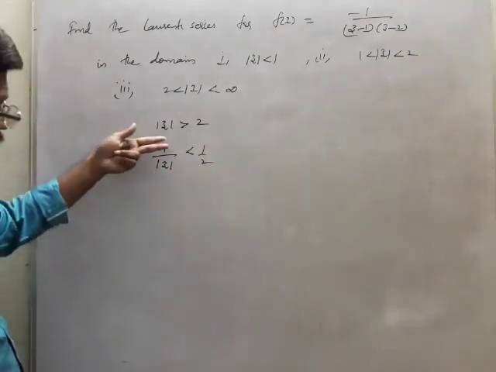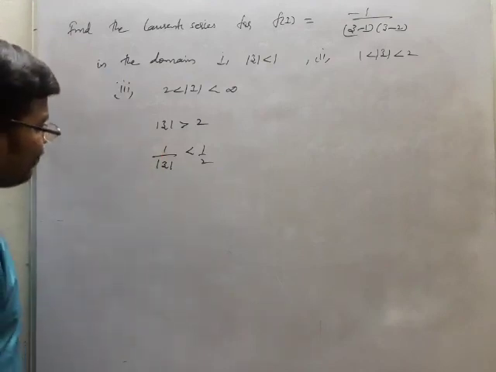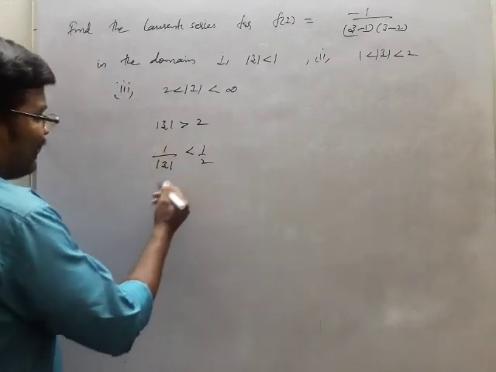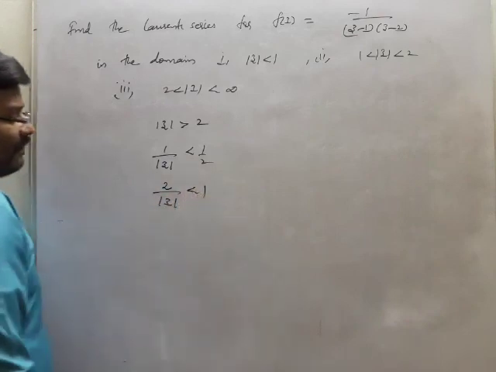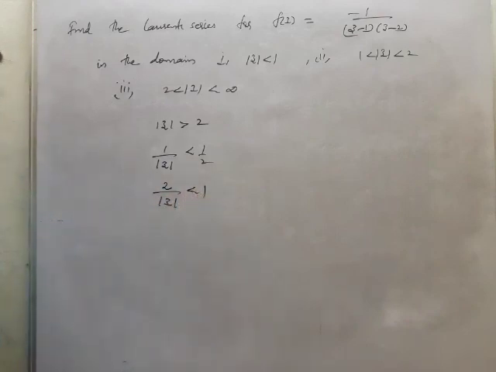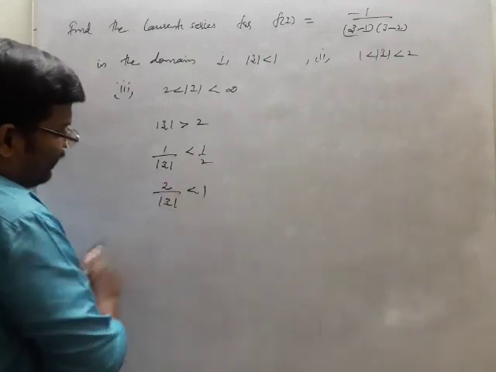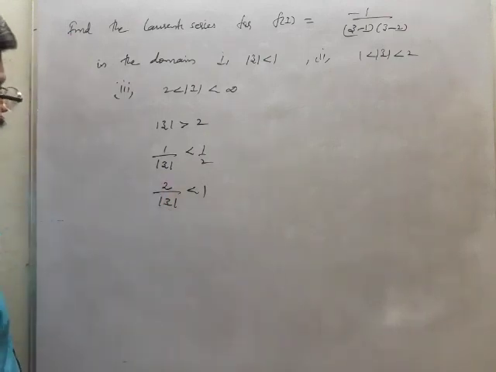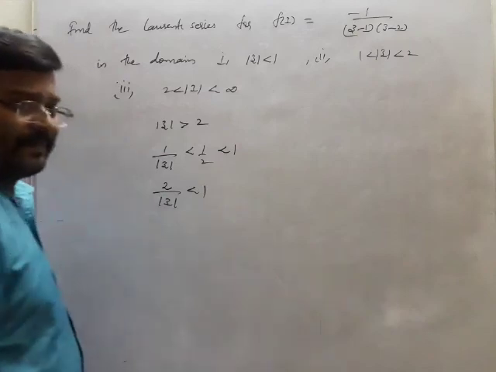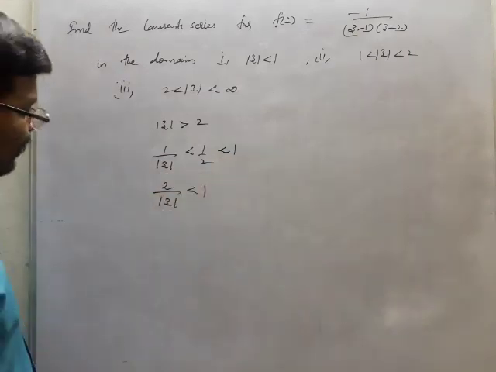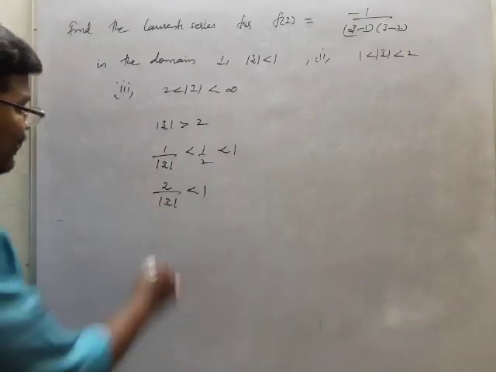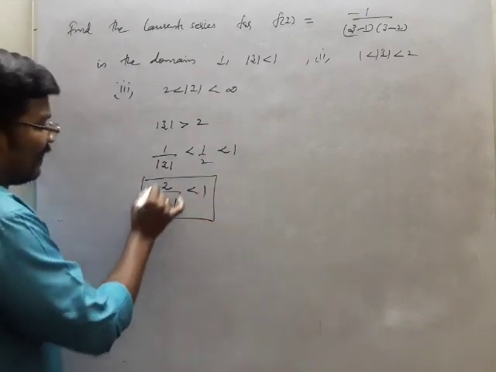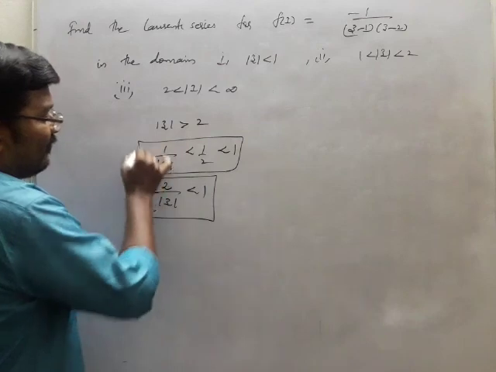Okay, I have reversed it. 1 by mod z is less than 1 by 2, or I may write it as 2 by mod z is less than 1. This is one condition which I have got from here. This is obviously less than 1. So from this again I can write 2 by mod z is less than 1. This is the second condition. This is the first condition which I got.